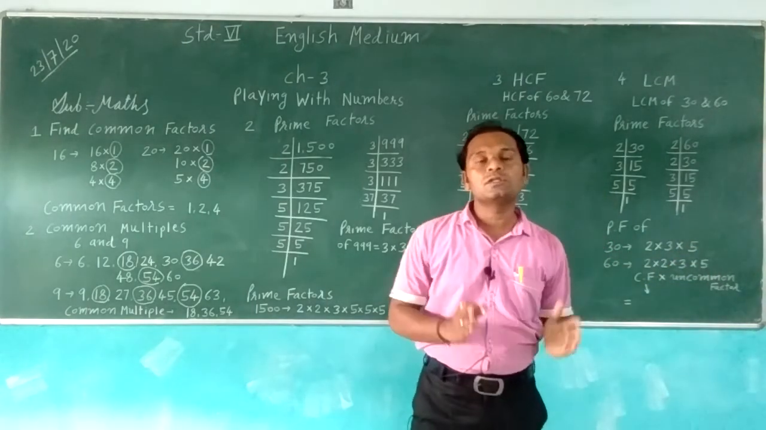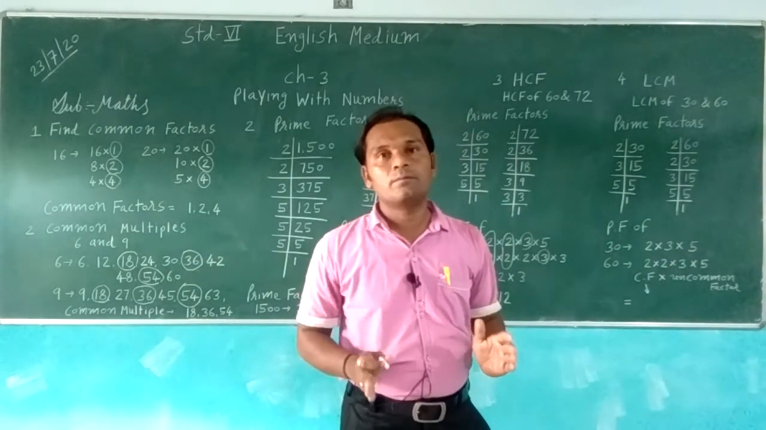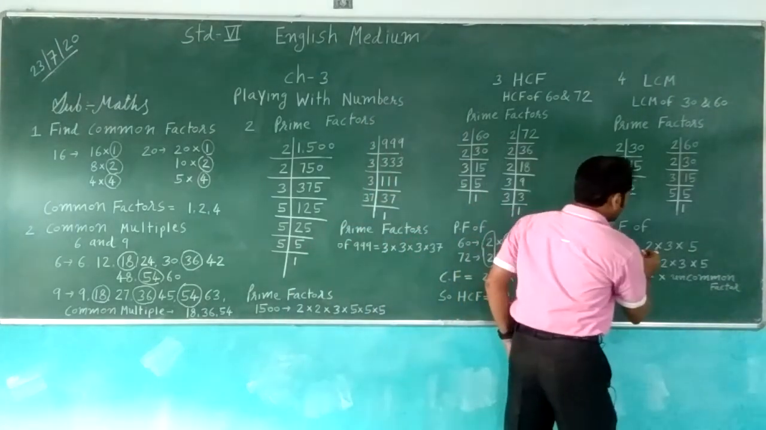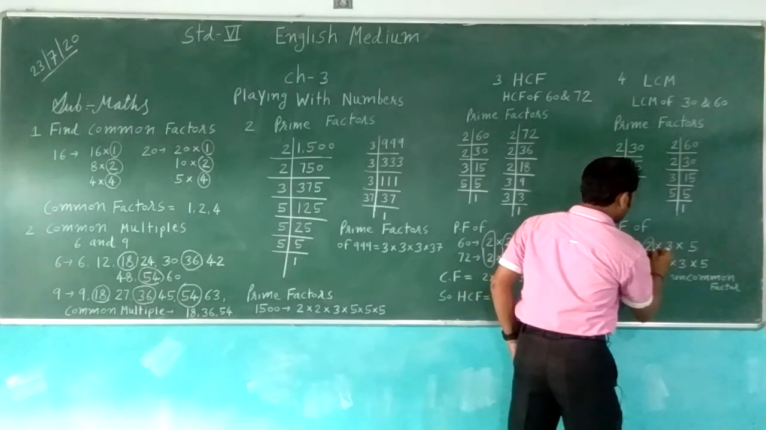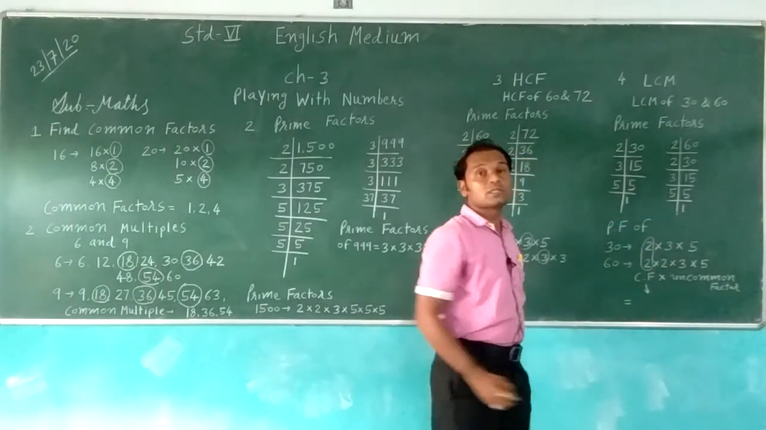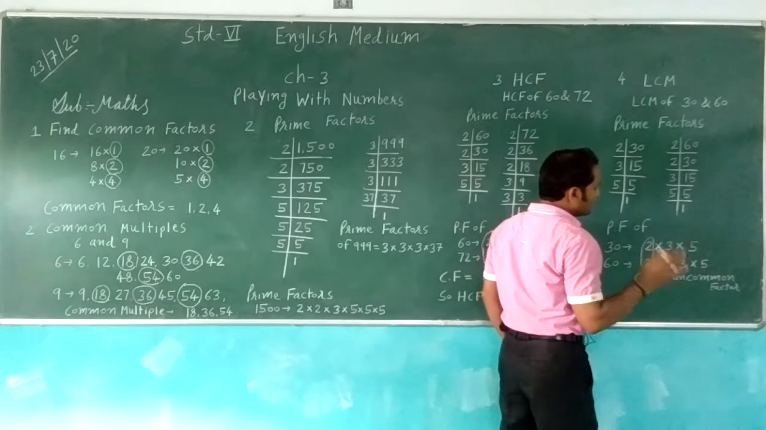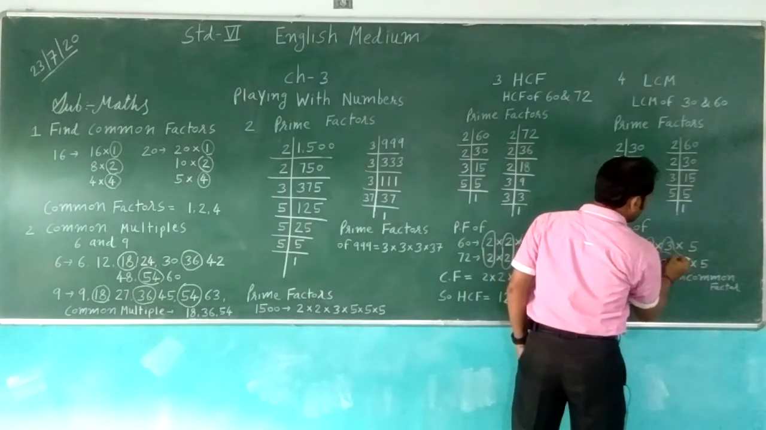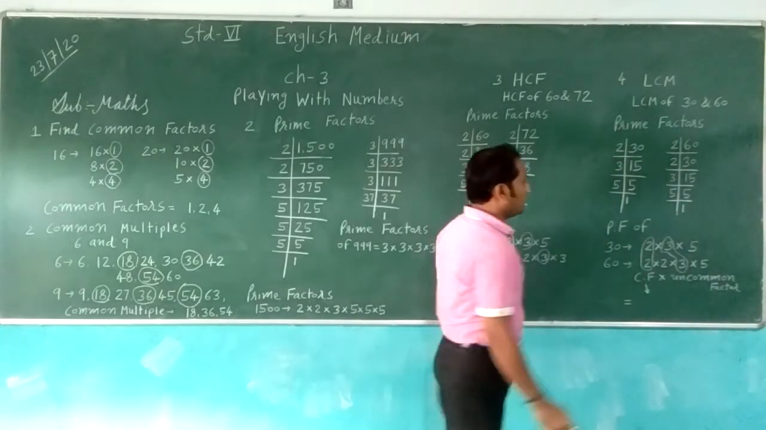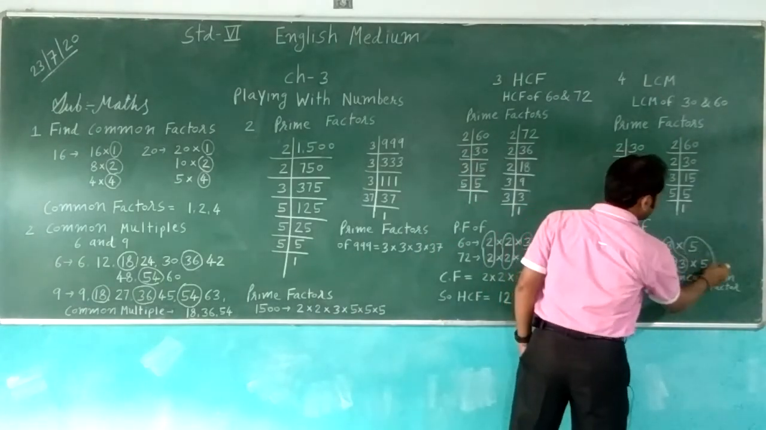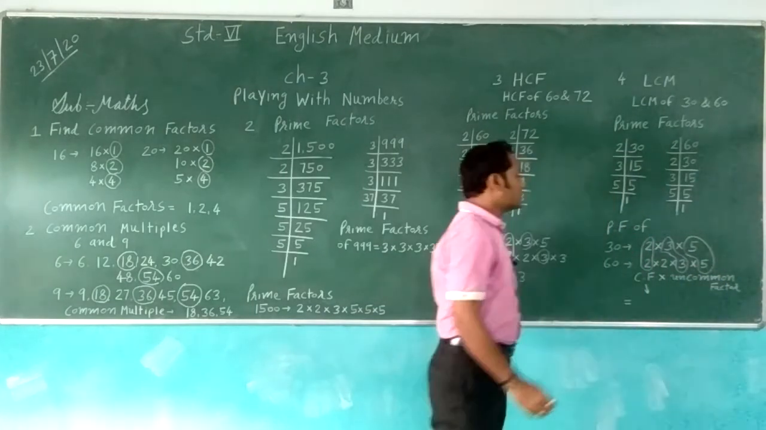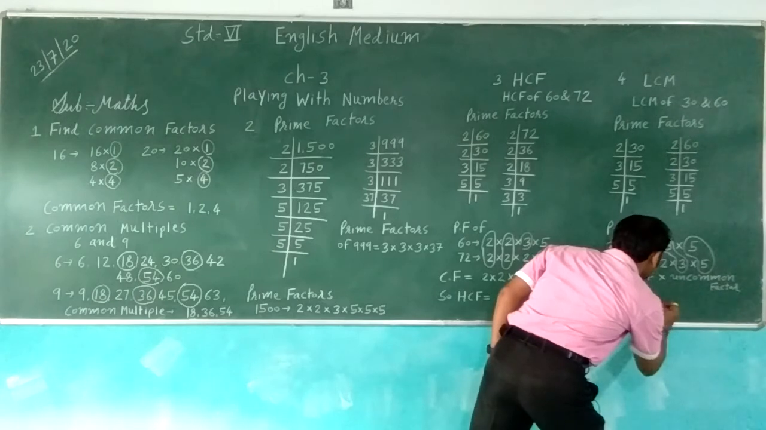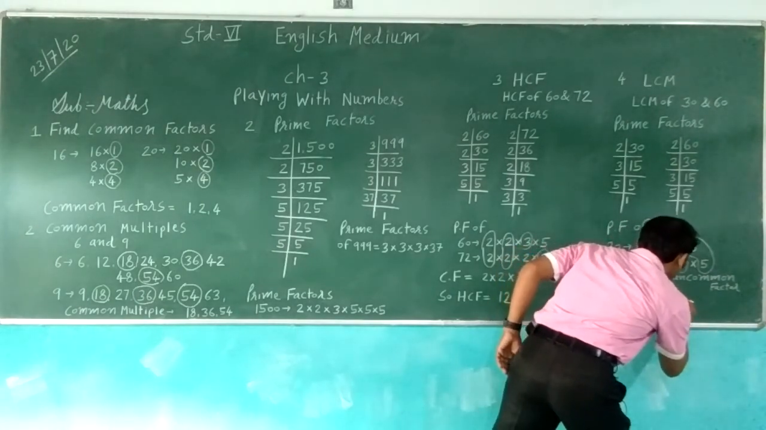From these two sets, we need to find the common factors first. Here this 2 is there, and here also a 2 is there. So this 2 is common in both. Which other number is common? This 3 is common in both. And last, the number 5 is also common in both. So we have the common factors 2 multiply 3 multiply 5.